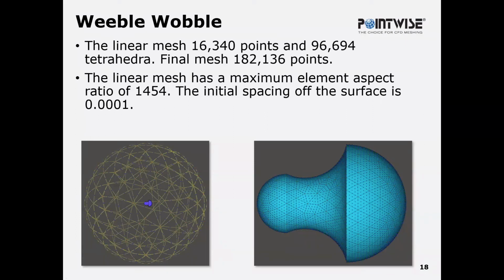nodes. The linear mesh has a maximum aspect ratio of over 1,000 because it's been clustered very close to the surface with initial spacing just 1e-4. So just as in CFD, the high aspect ratio cells are going to be close to your geometry, in particular around highly curved surfaces. So this approach has to work for these very high aspect ratio cells.